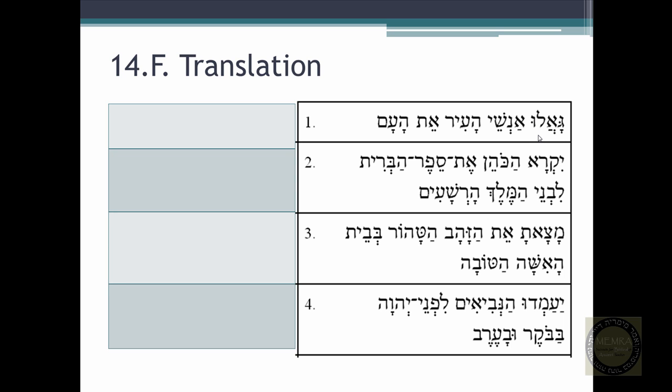So we need to see if there's a plural noun subject that can go with this verb. We have anshe, which is in the construct. We know that by the tsera yod, so men of the city. Okay, men of the city.